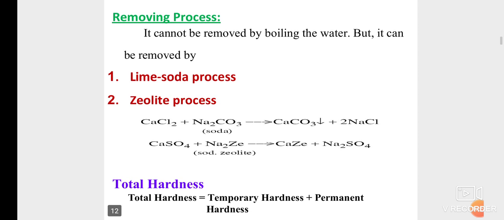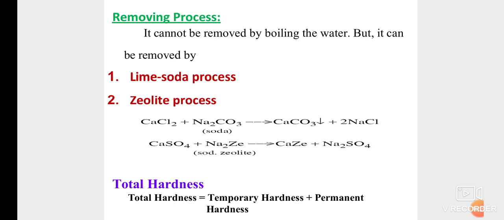Then how can we remove the permanent hardness? It cannot be removed by boiling the water, but it can be removed by two processes. One is the lime soda process, and another is the zeolite process. What is the lime soda process? Suppose the water has permanent hardness, with calcium chloride as the permanent hardness producing salt in the hard water. We have to add soda. Soda means sodium carbonate, Na2CO3, which forms calcium carbonate and NaCl.